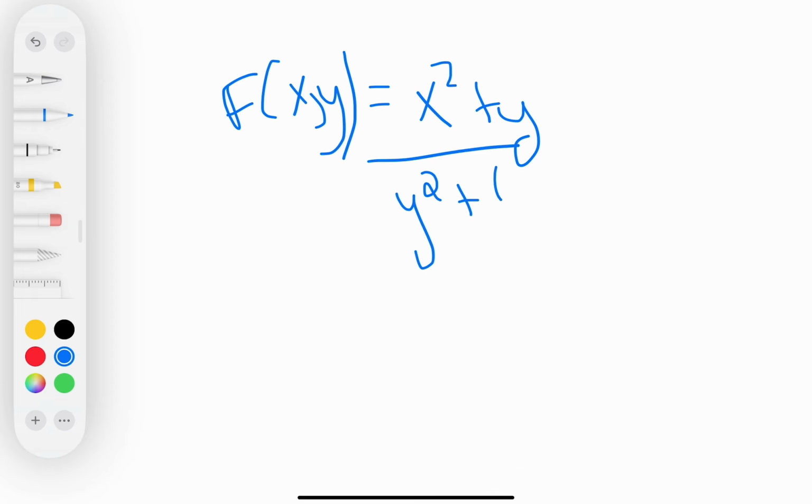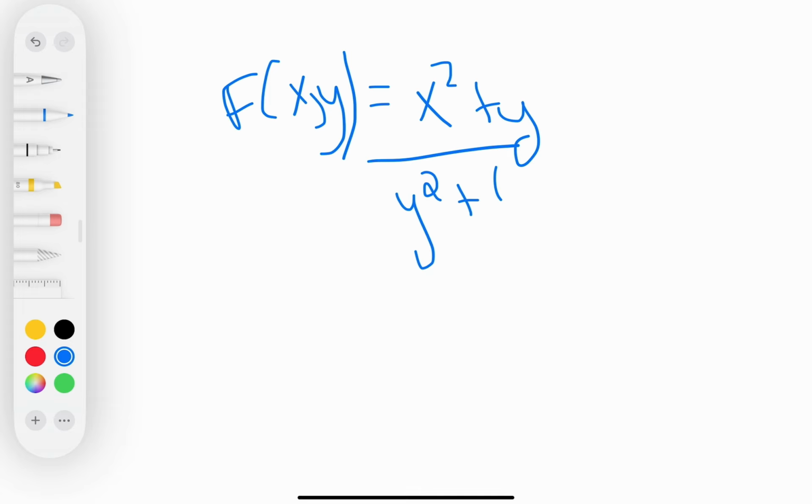Step one, we're treating y like a constant here. So the denominator is a constant. That means we don't need to do the full quotient rule. We just differentiate the numerator like a normal function and divide.